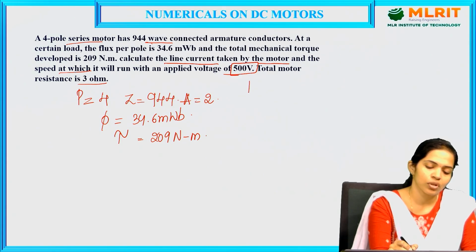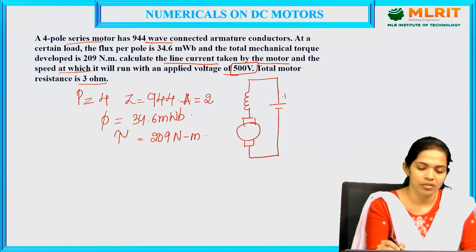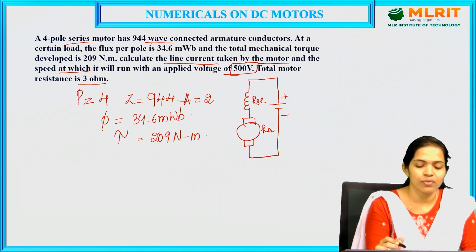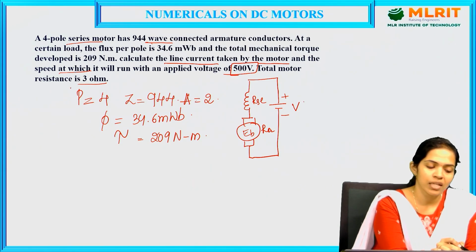First, let us draw the series motor diagram or the circuit. We know that the field winding and the armature winding both will be connected in series for a series motor. So this is a series motor, series field winding and the armature winding, EB and the applied voltage. So now he's saying the total resistance.